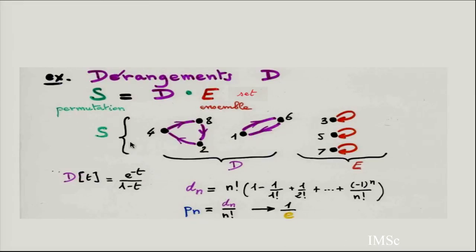And this means I have a partition in 2 blocks. On one block, I put a derangement. On the second block, I do nothing, I put a set. So I have the species permutation equal D multiplied by E, which in terms of generating function tells you 1 over 1 minus t equals the generating function of derangement multiplied by e power t, which I can write like this, which is equivalent to this.